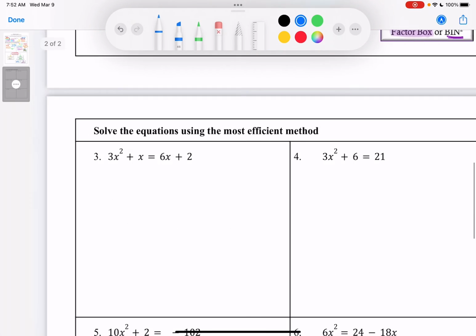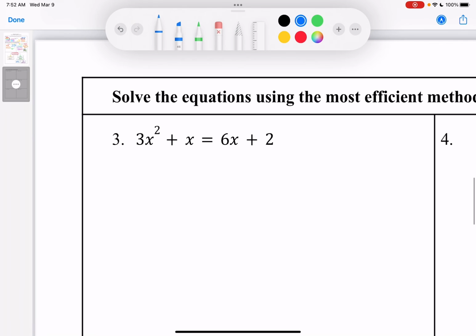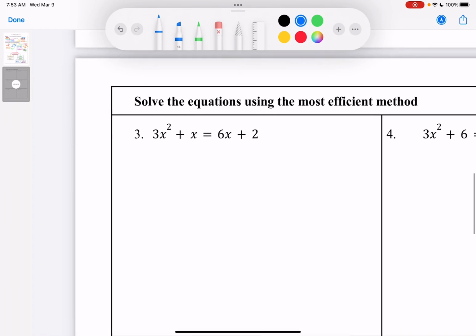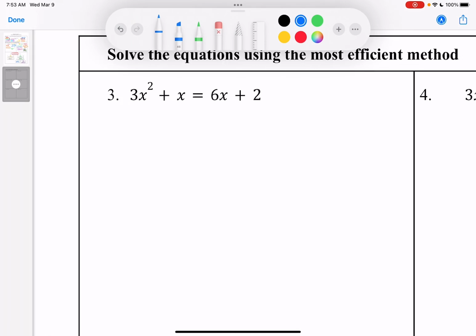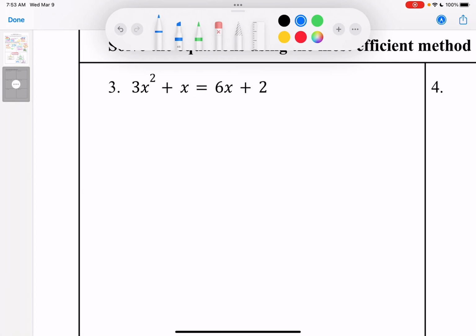All right, so here we go. I'm going to zoom in a little bit, and we're just going to do one at a time. So this time it says solve the equations with the most efficient method. Step one is to figure out what that method is, and then we're going to solve. So it's going to be a good refresher and practice of the last 2 days. Here's our first one, 3x squared plus x equals 6x plus 2. The big question at the top of our chart was, does it have an x term? And the answer is, sure does. So this would be solving by factoring.